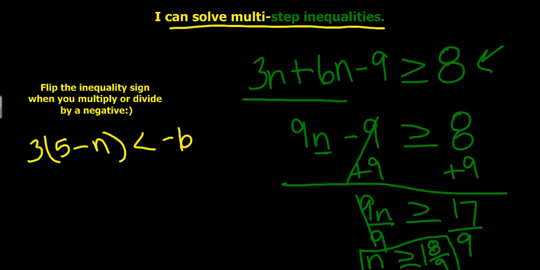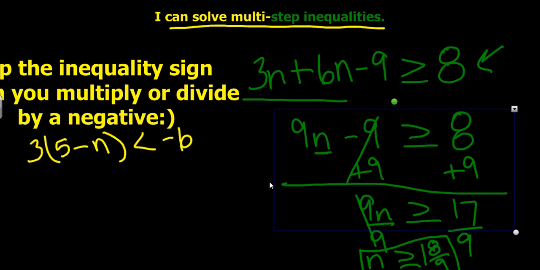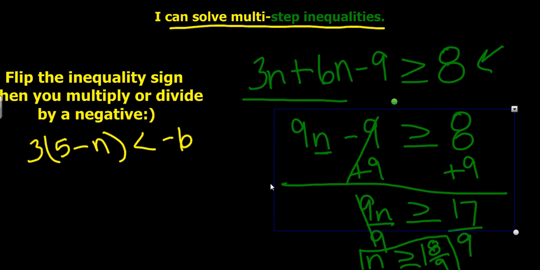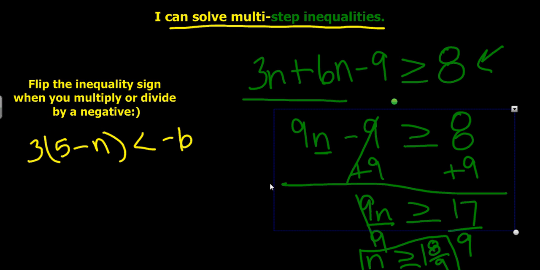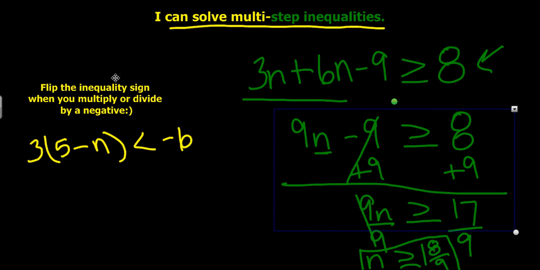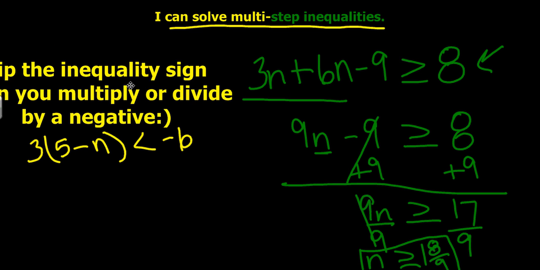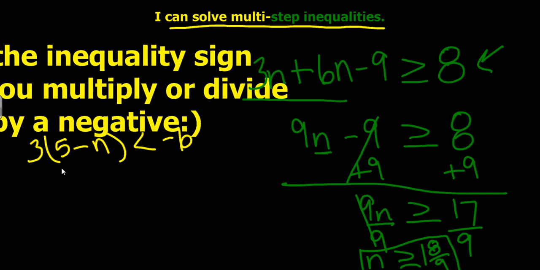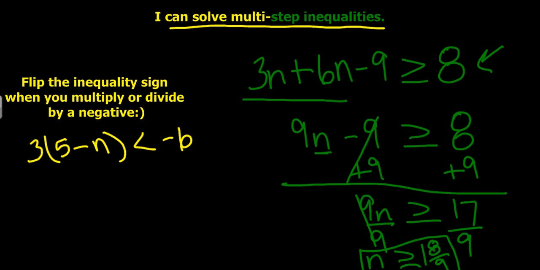There's one situation where we have to be careful, and this is the one. You have to flip the inequality sign when you multiply or divide by a negative number. So we're going to take a look at one where that happens. Okay? So if we look at this, we're going to start with 3 times the quantity 5 minus n is less than negative 6. And we're going to go ahead and start by using the distributive property.